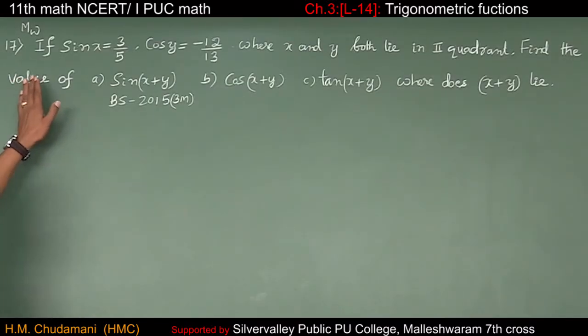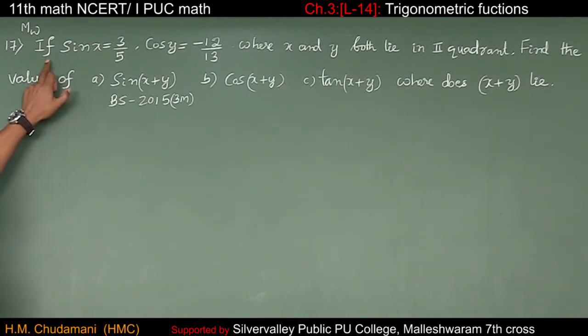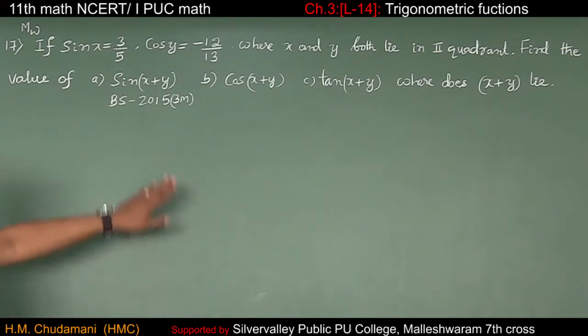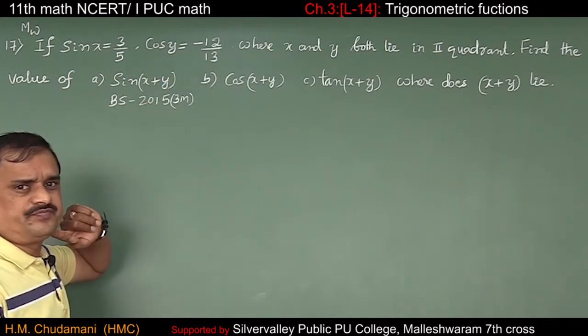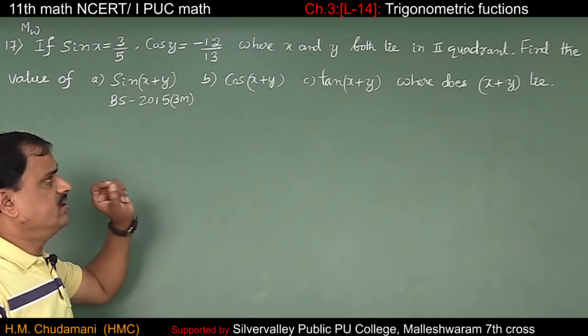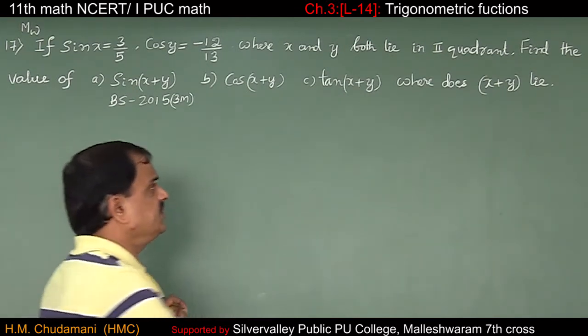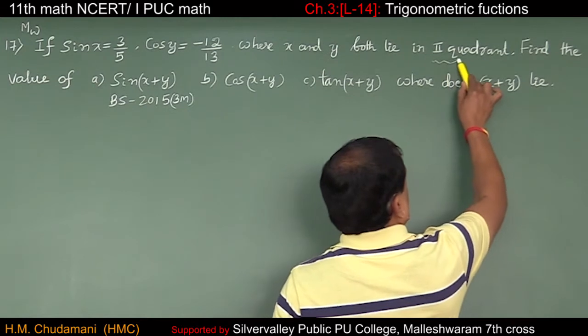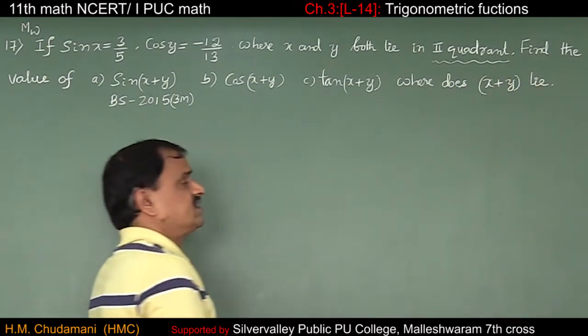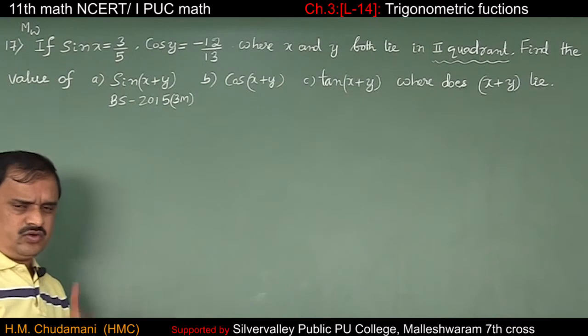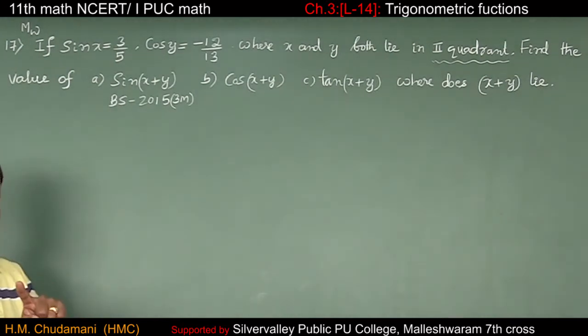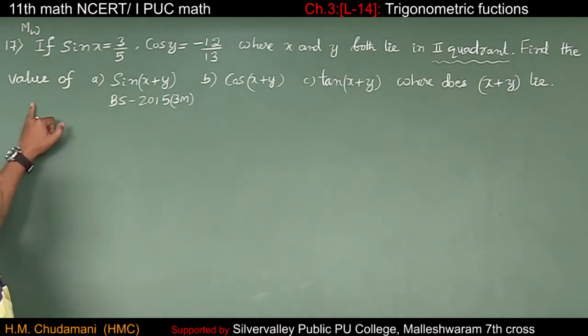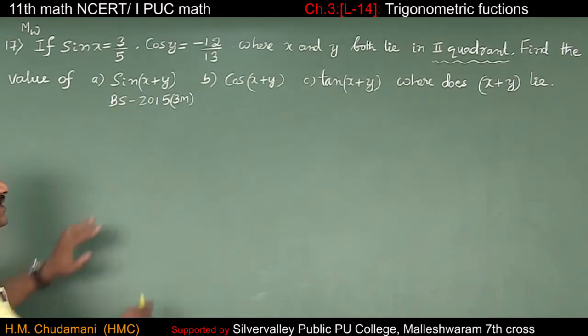Next, question number 17, miscellaneous worked problem. It's a very good question. If sin x equals 3 by 5, cos y equals minus 12 by 13, where x and y both lie in the second quadrant. Both x and y lie in the second quadrant. In the second quadrant, only sin theta and cosecant theta, as per the ASTC rule, are positive. Find the value of sin of x plus y.